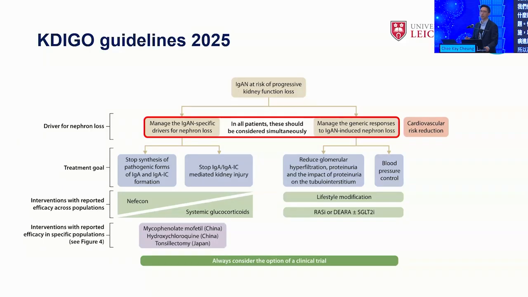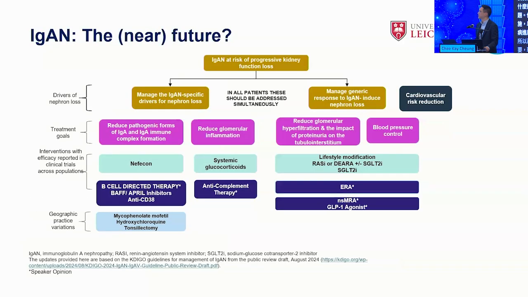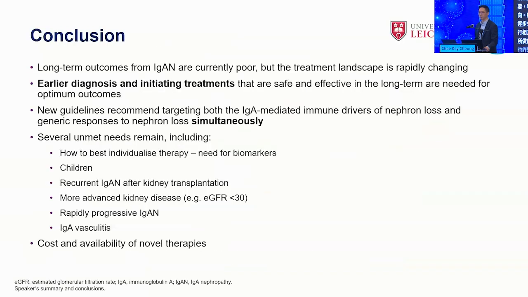And this is what we did with my patient at the start, which I presented earlier on. And perhaps this will be the near future as well. We have more and more options, and I've not fitted all of these into this diagram, but we're going to get more and more options down each arm to tackle both the IgA-specific drivers and the consequences of that IgA deposition as well. So I'm going to finish here and say that the long-term outcomes from IgA nephropathy are currently poor, but the treatment landscape is rapidly changing.